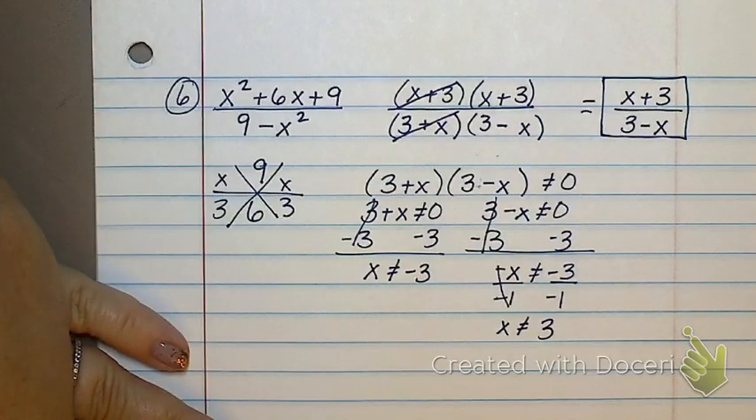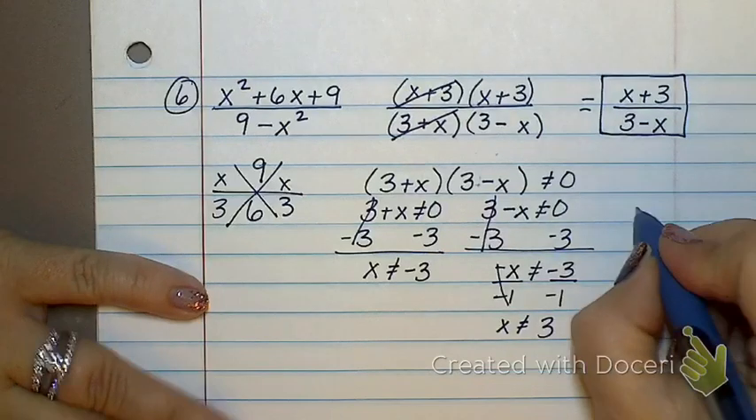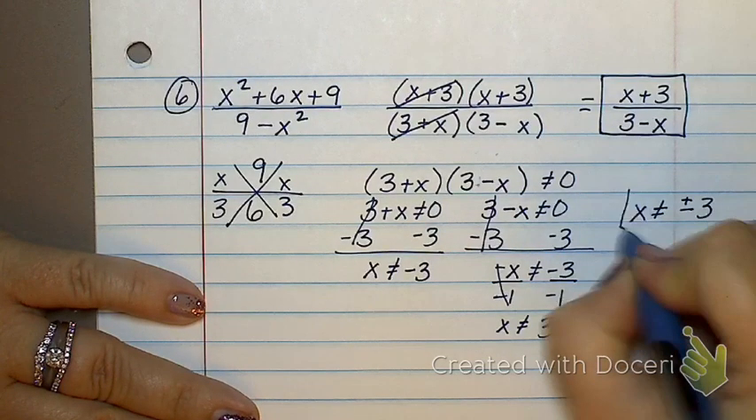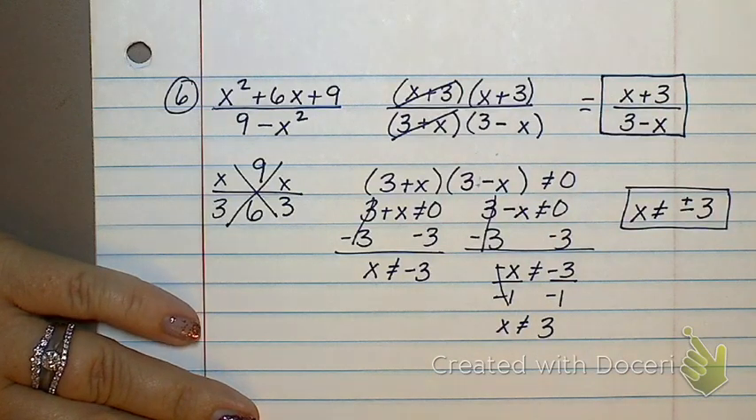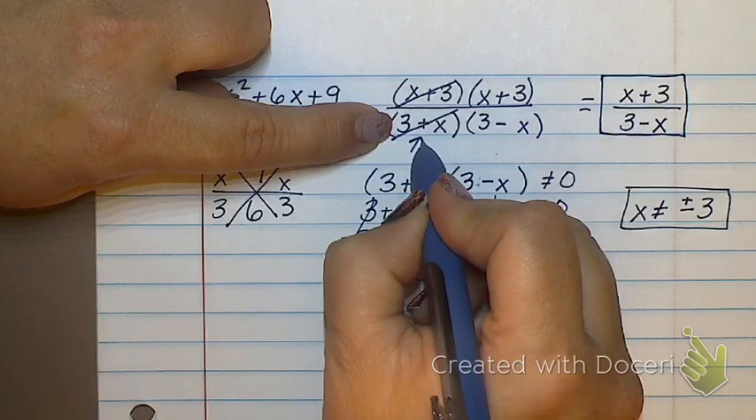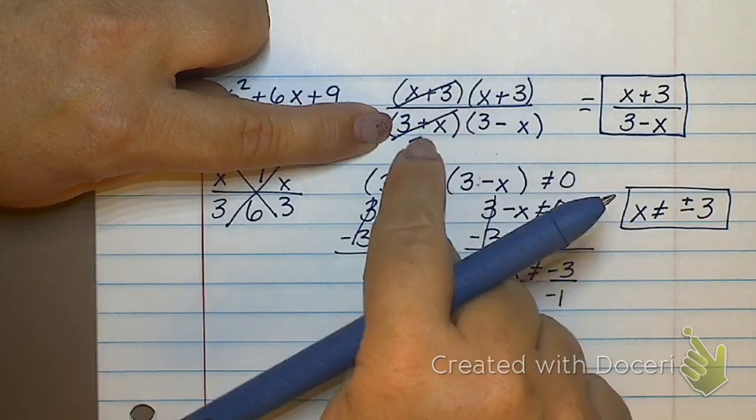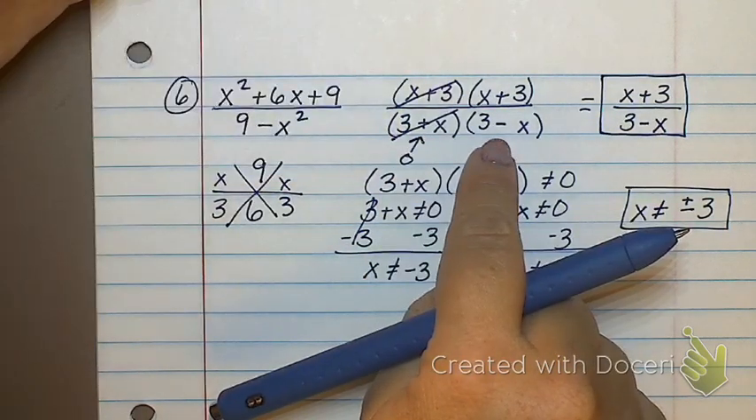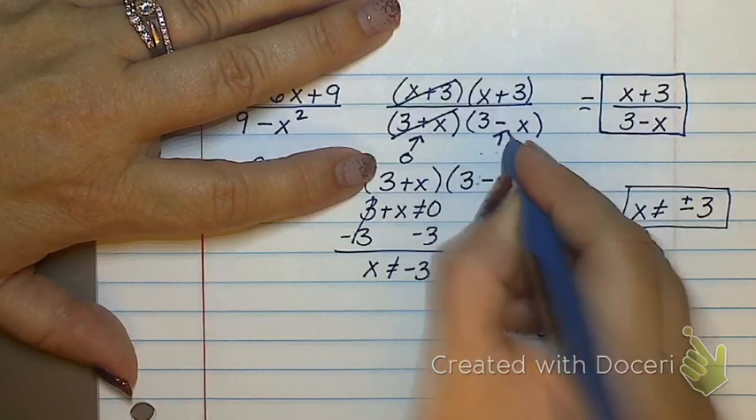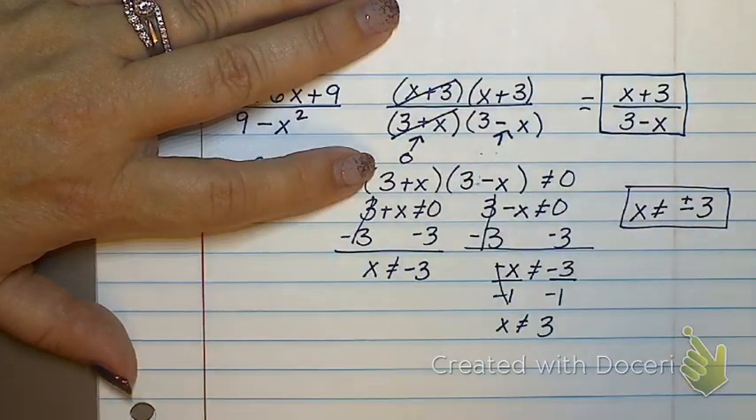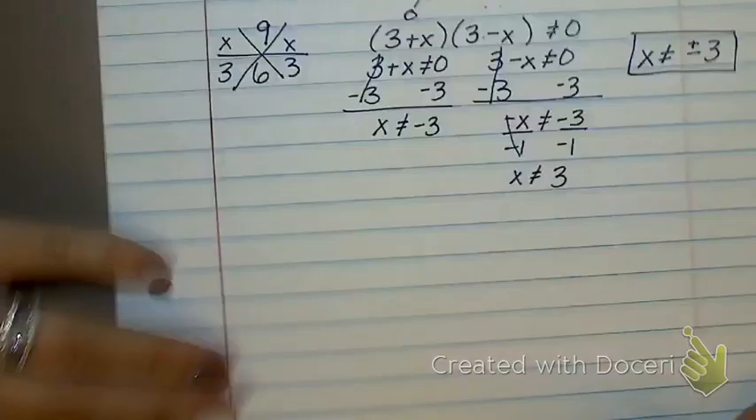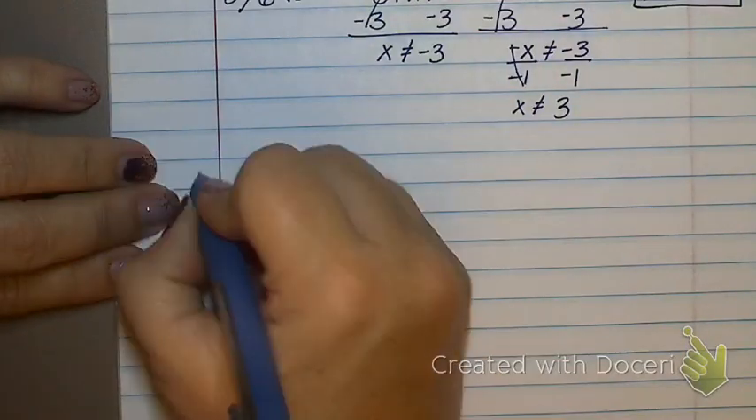So what are my excluded values? X cannot equal positive or negative 3. Because if x equals negative 3, this parentheses equals 0. And what's 0 times whatever that parentheses is? 0. And if x equals positive 3, then this parentheses equals 0, and the same applies. Okay? All right. Last problem I have for you.